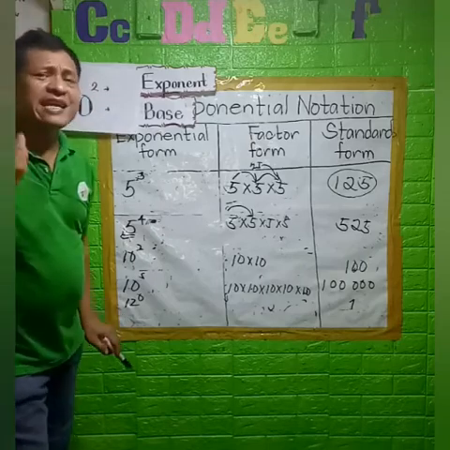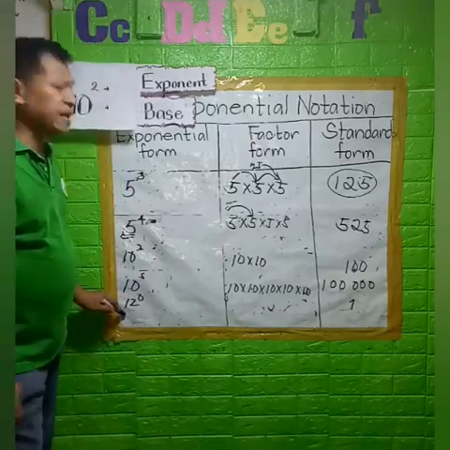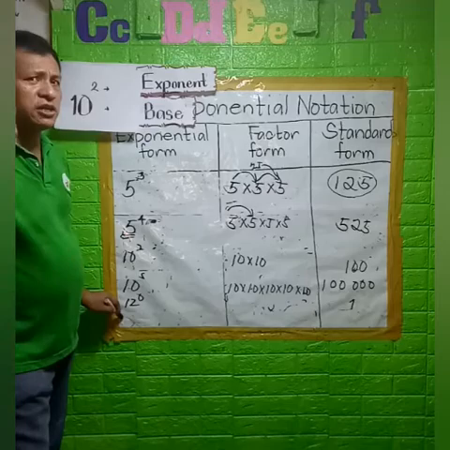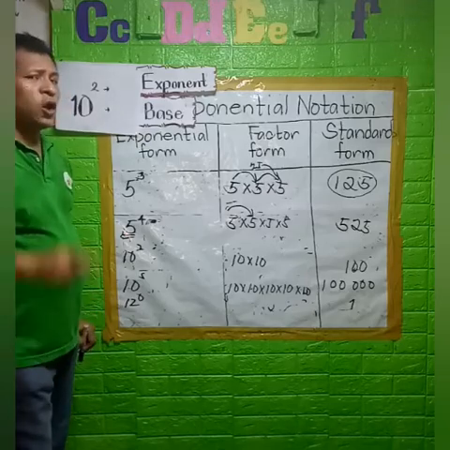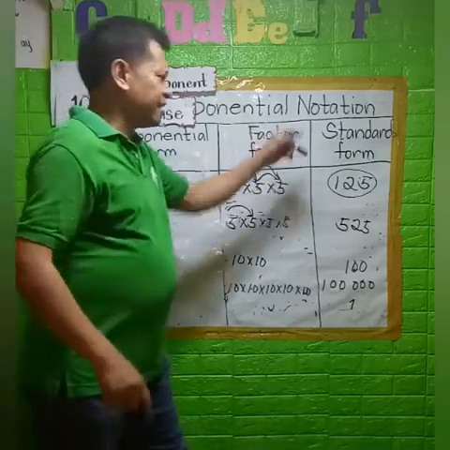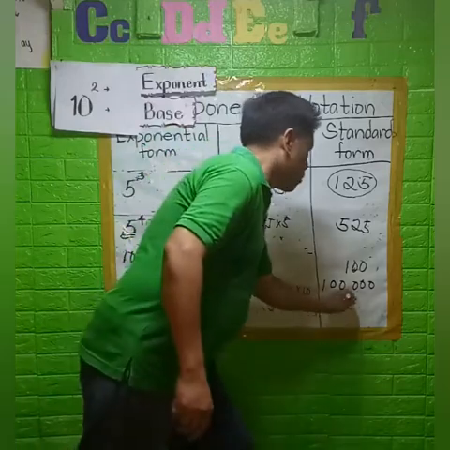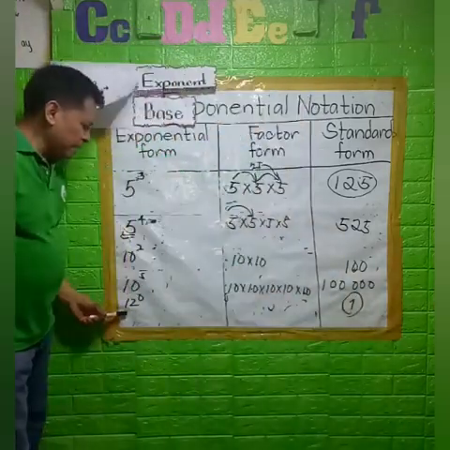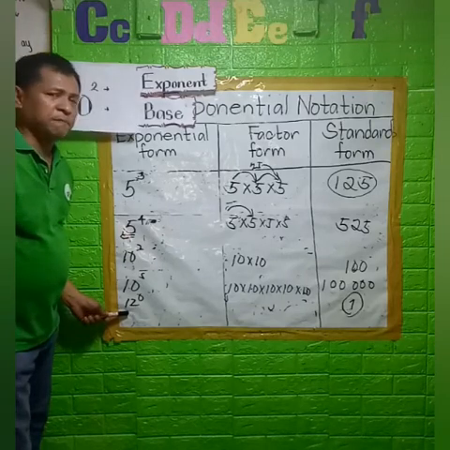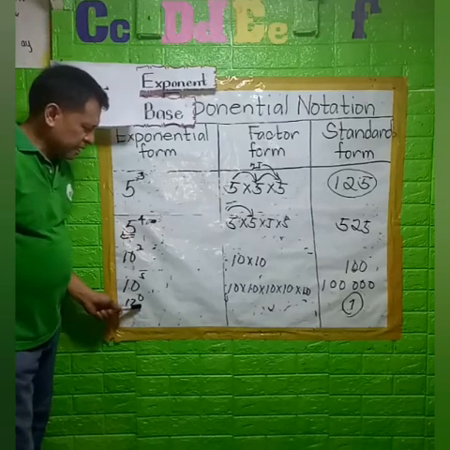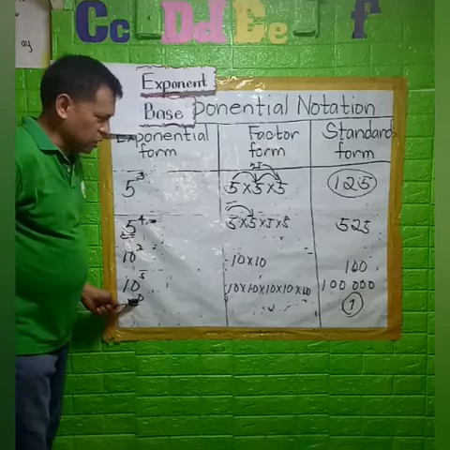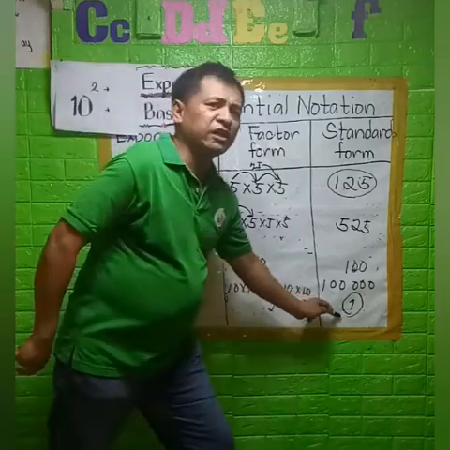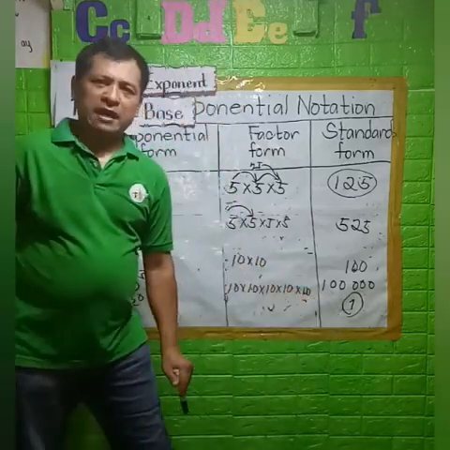It is said any number having an exponent of 0, the value of it or the standard form is always 1. Okay, ulitin ko po. Kahit anong number ang ating gagamitin dito na may exponent na 0, ang value niyan ay 1.